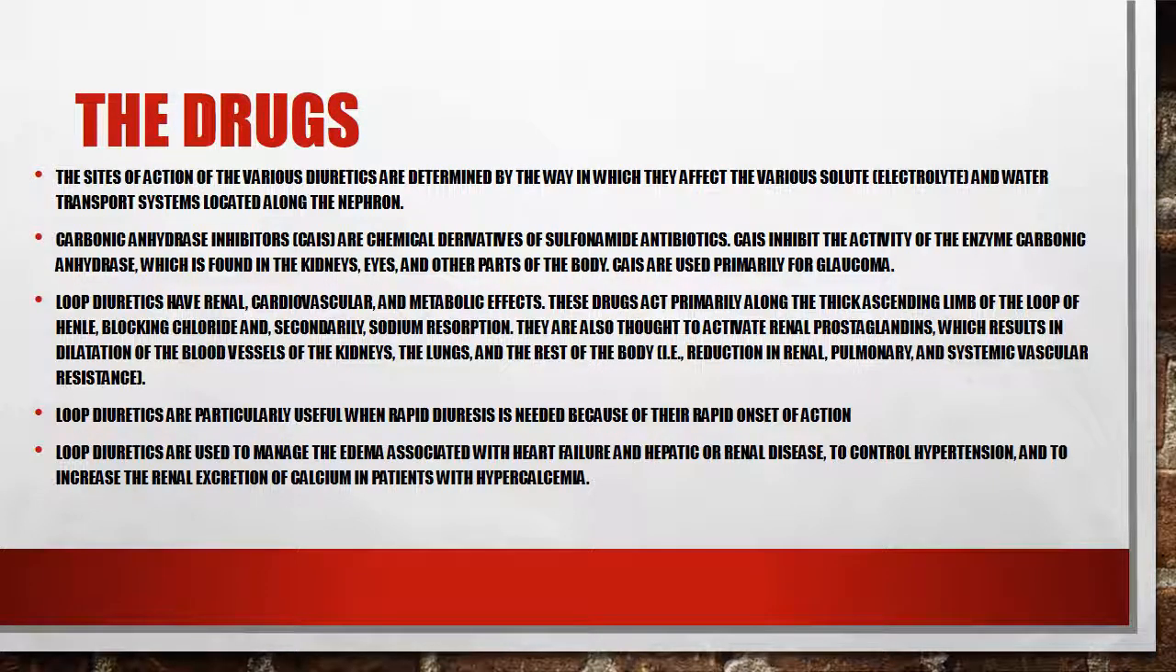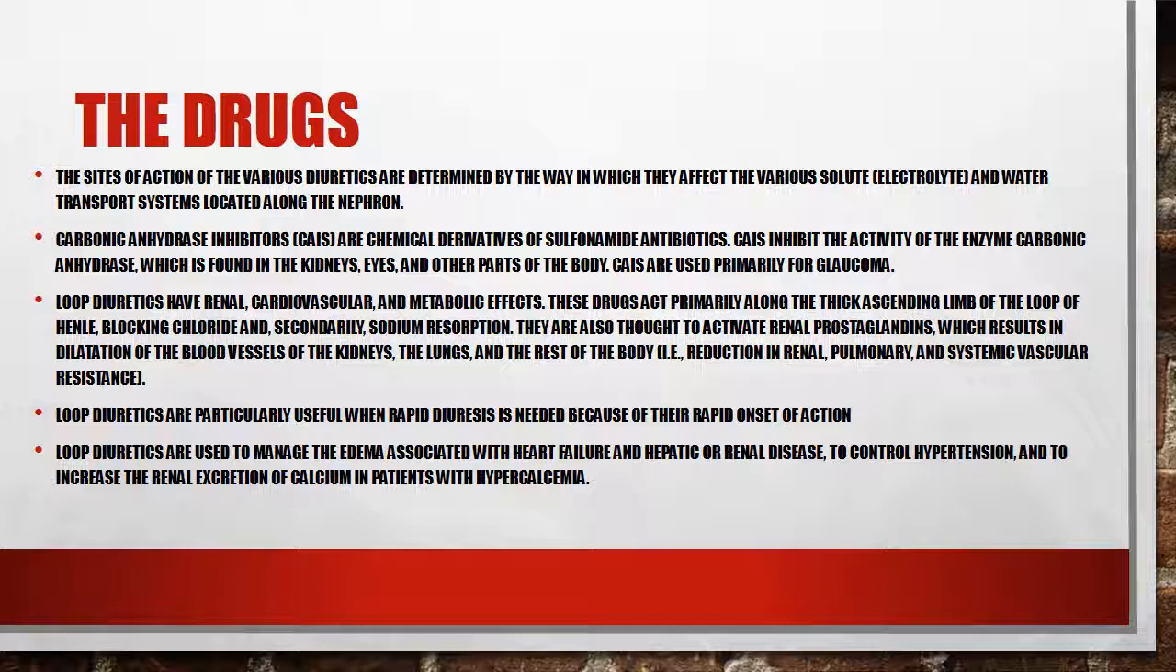The sites of action of the various diuretics are determined by the way in which they affect the solute or the electrolyte in the water and the transport systems along the nephron. CAIs are carbonic anhydrase inhibitors, and they are derived from sulfonamide antibiotics. They are found in the kidneys, the eyes, and other parts of the body. Primarily, they're used for glaucoma. Loop diuretics are our most common one. They really are. They have renal, cardiovascular, and metabolic effects.